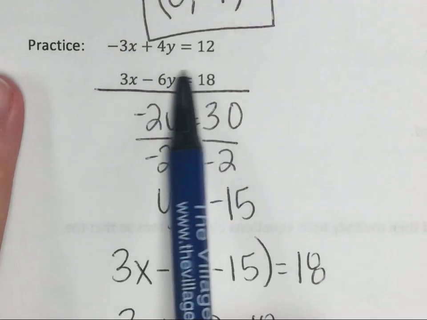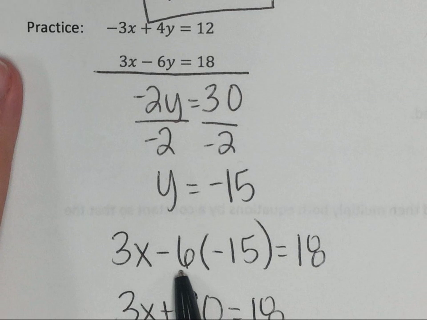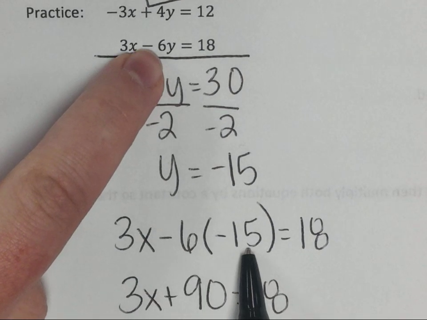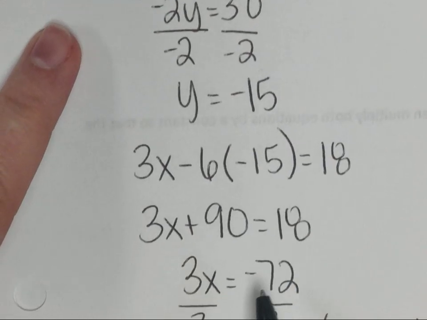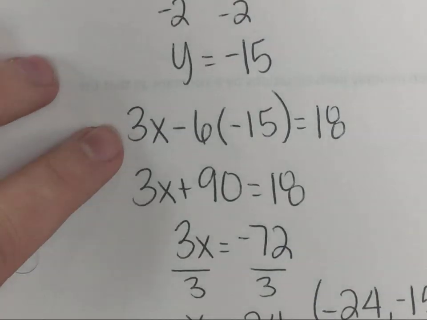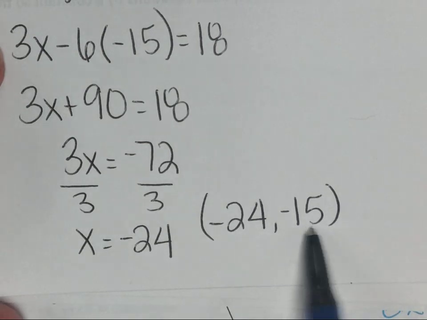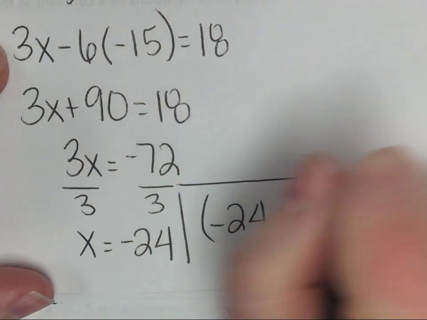Then we just plug it into one of these equations. I chose the second equation. So I did 3x minus 6 times negative 15 is equal to 18. And I got down to x is equal to negative 24. So negative 24, negative 15 is our solution. Raise your hand if you guys got that.